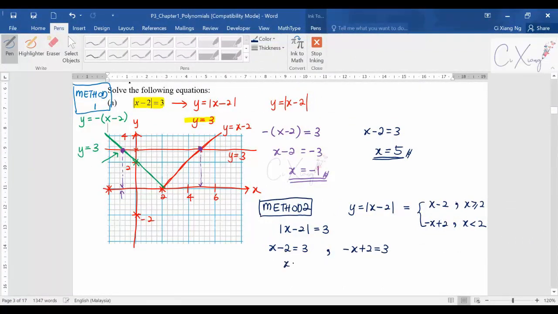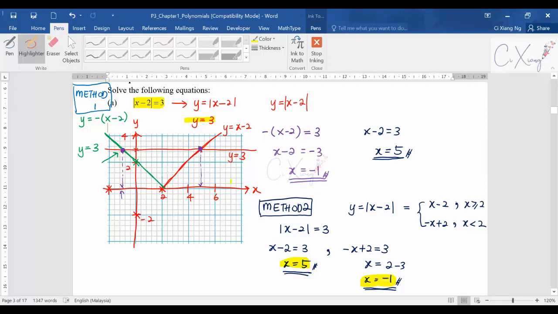When you solve it, you will see that you still get the same answer as in part 1, which is x equals negative 1 and also x equals 5. So this is by using the non-modulus form for this example, part 1A.